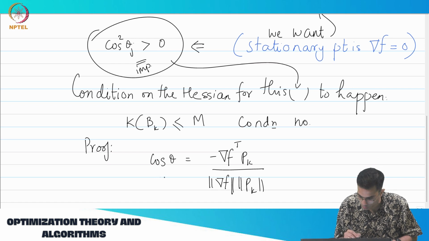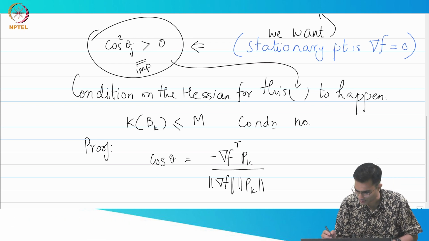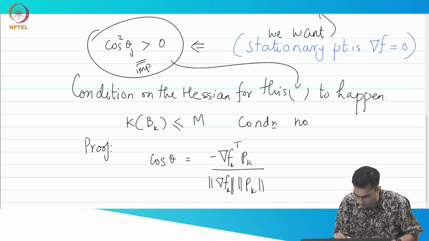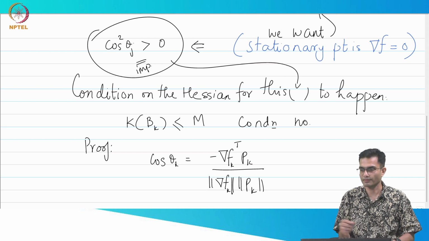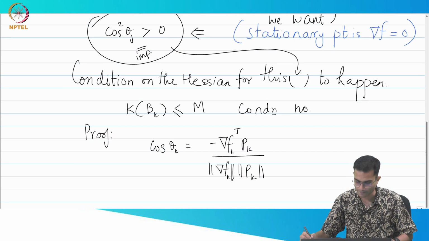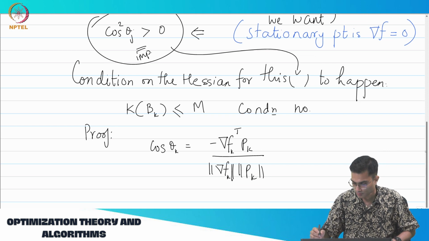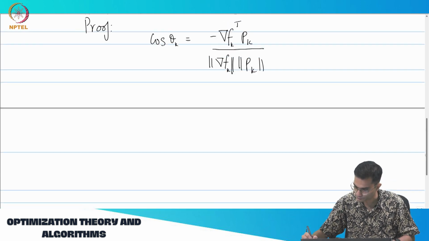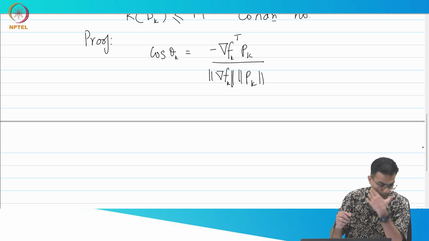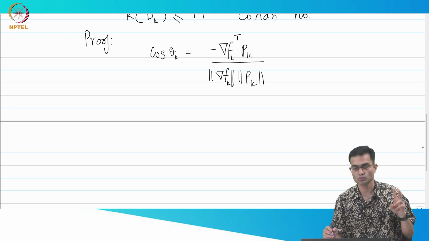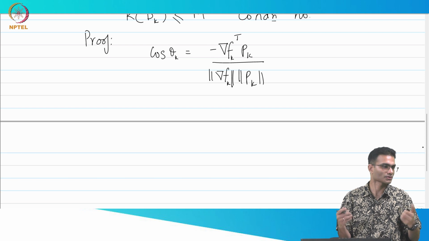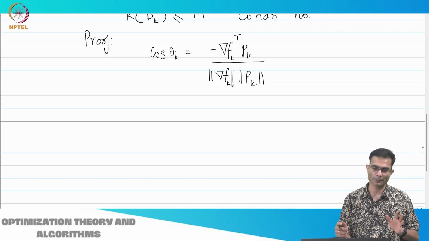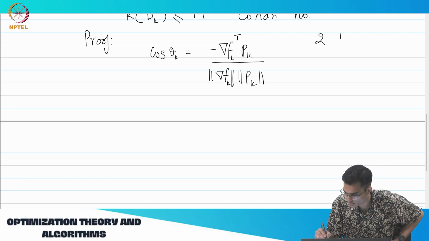Yes, so here I am using the subscript k everywhere. Okay. Now I am going to use two properties of norms to come to this result, two fairly straightforward properties of norms.